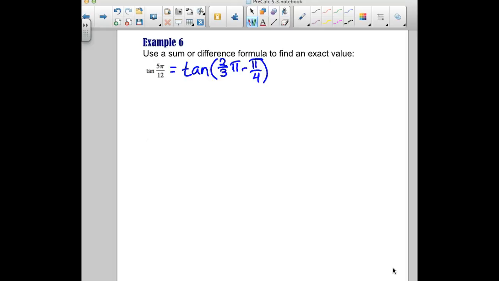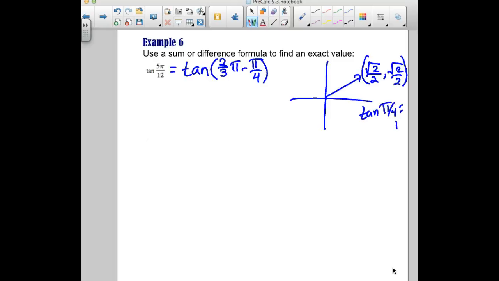All right, so let's think about our angles. We need to get our tangents. Pi over 4 is here, and we have ordered pair of root 2 over 2, root 2 over 2. So the tangent of pi over 4 would just be 1. If we are looking at 2/3 pi, coordinates over here are -1/2 and root 3 over 2. So tangent of 2/3 pi is going to be root 3 over 2 divided by -1/2, which becomes negative root 3.